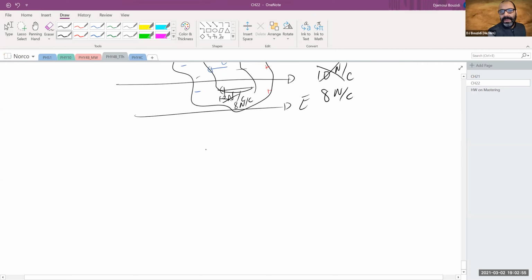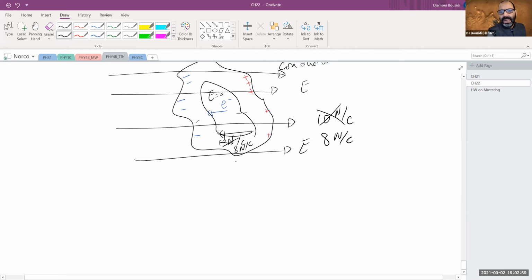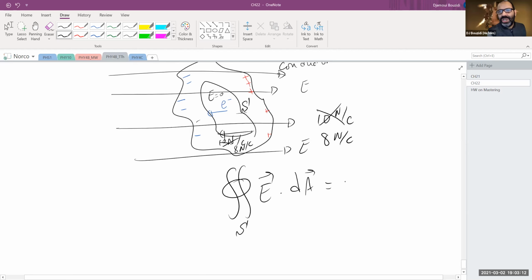So what I'm going to say in here, take any arbitrary surface. It doesn't matter which. I'm taking this arbitrary surface. I'm going to say in this case, the flux of the electric field over this area in here, which is, I'm going to call it big S, over closed surface S, must be equal to the charge enclosed.